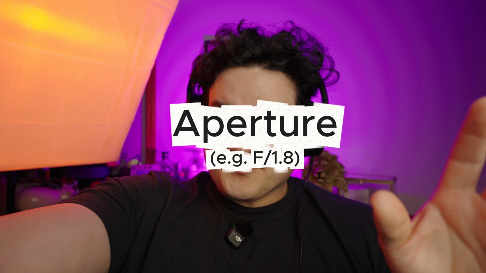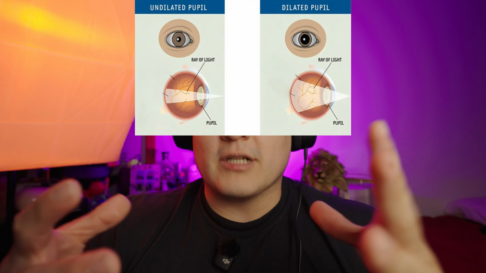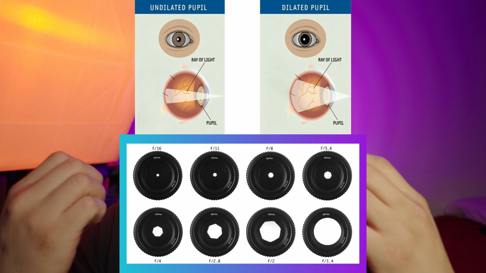Aperture, shutter speed, and ISO. This is going to be a very simple explanation. I'm going to start with aperture. You can think of it as like your pupil, right? How much light comes in. So that's the opening inside of the lens.